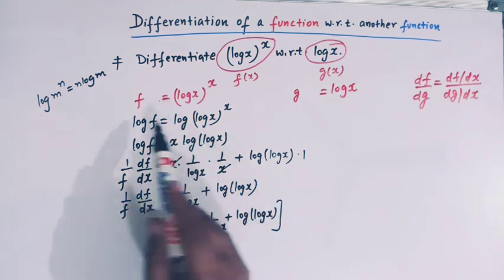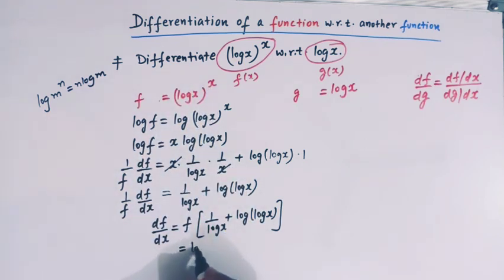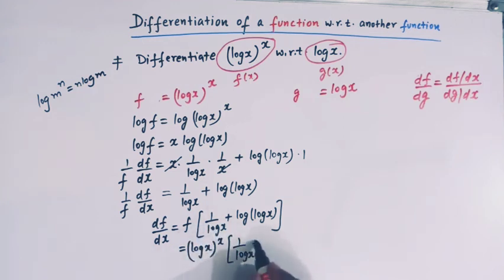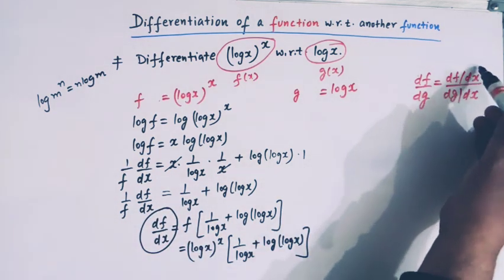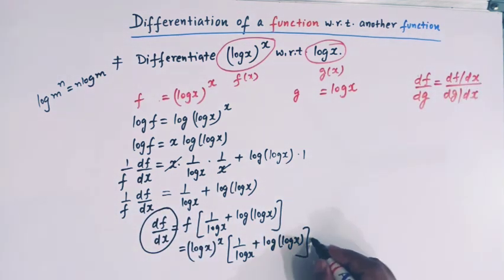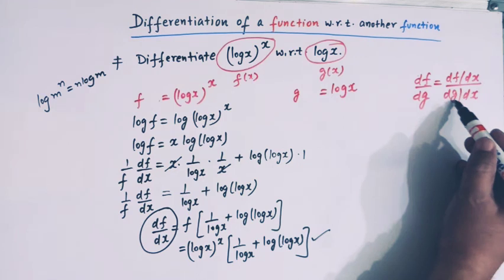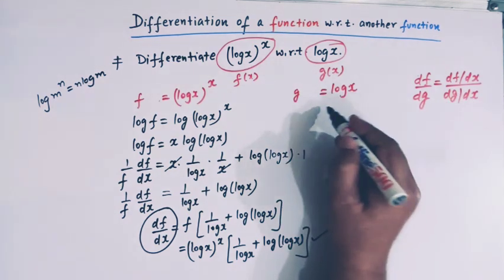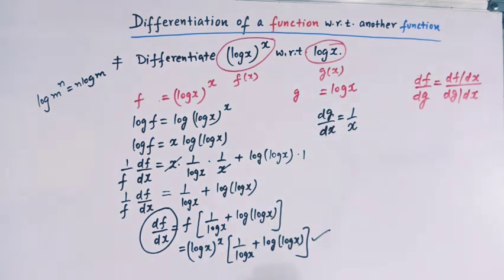And substituting the value of f as log x raised to x, we can write here log x raised to x, and here we have 1 over log x plus log of log x, right? So the value of df over dx, which is to be substituted here, is given by this expression, right? Now we have to find dg over dx. So here g is equal to log x, so dg over dx, that is the derivative of log x, is simply 1 over x, right?